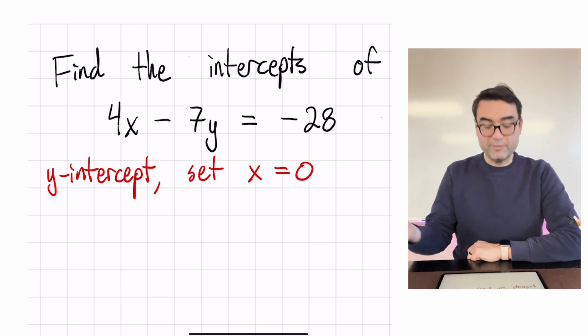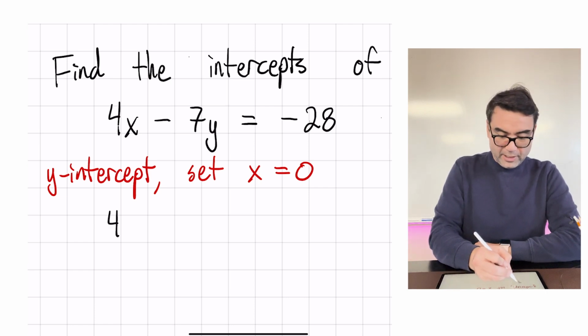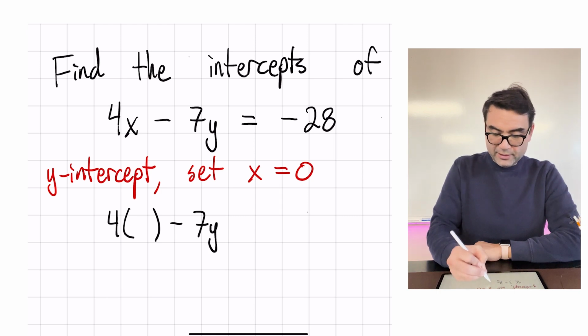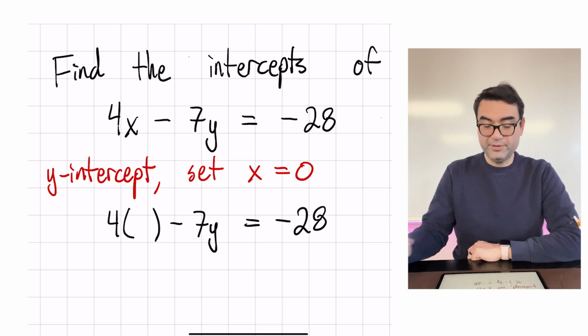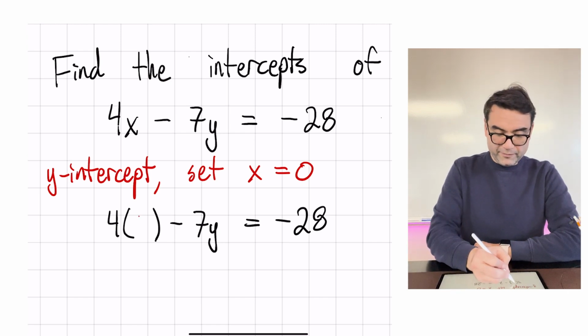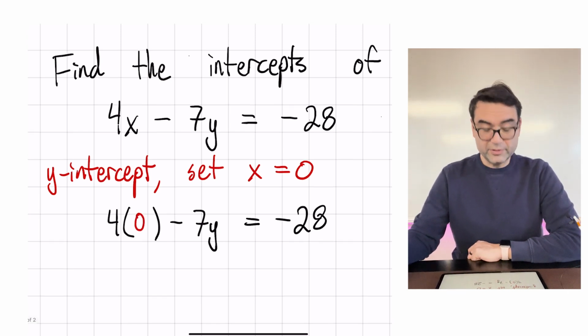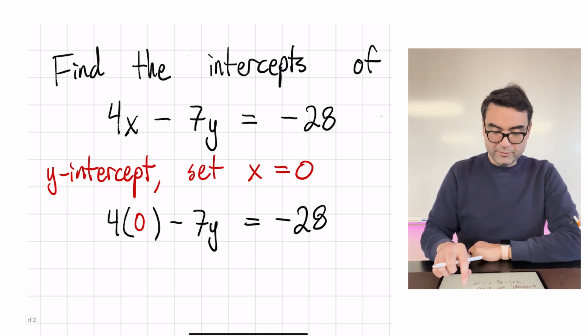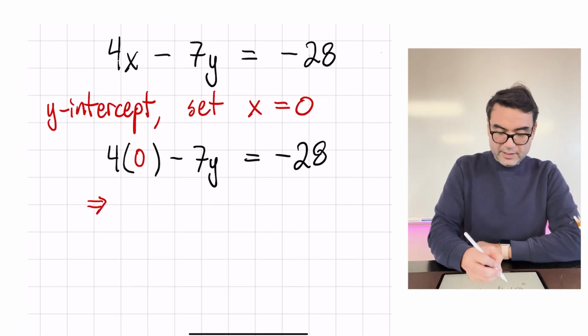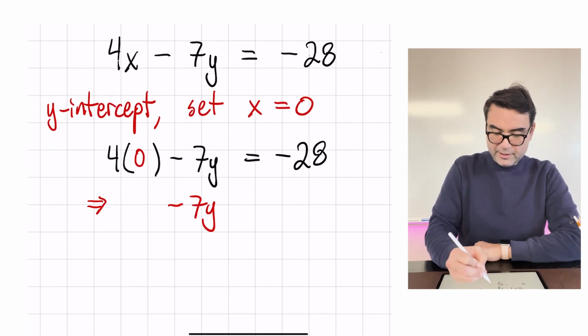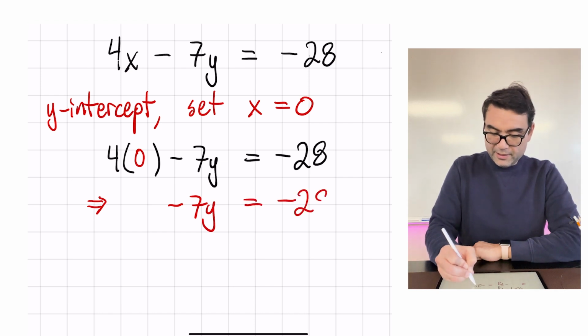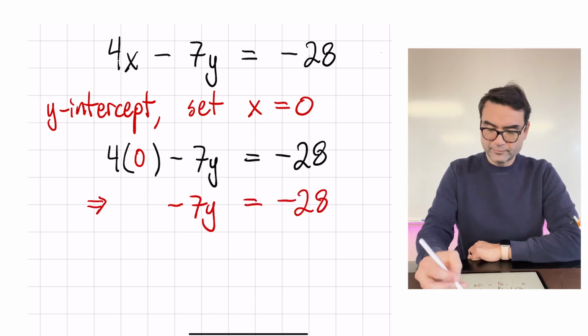So to find the y-intercept, you will set the x value to 0. So I'm going to rewrite my equation. And where the x was, I'm going to put a set of parentheses to show that I'm going to replace the value for x with 0. So that'll be 4 times 0. And 4 times 0 is 0. So the equation we're left with is -7y equals -28. And that's because 4 times 0 is 0.